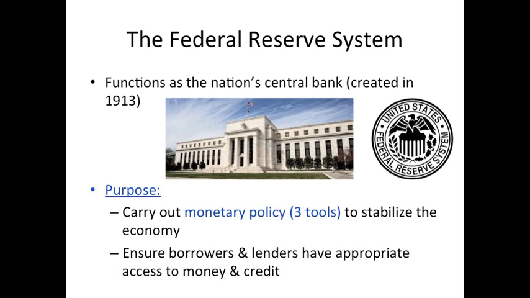Okay, the Federal Reserve System is really the nation's central bank, created all the way back in 1913. And really the overall purpose of the Fed is to carry out what's called monetary policy, including three tools that you'll have to know and we'll discuss in a minute. And these three tools are used to try to stabilize the economy, really by ensuring that borrowers and lenders have an appropriate amount of access to money and credit.